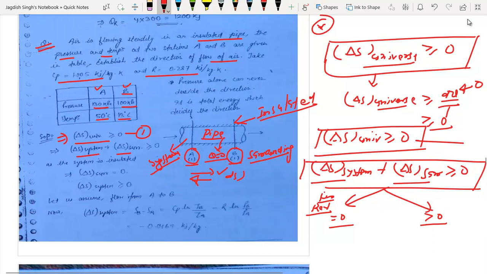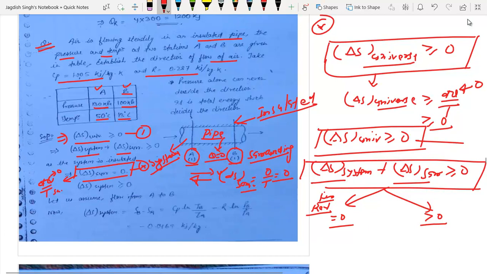Therefore, dS surrounding is 0 by T, because there is no heat addition. So this is equal to 0. So del S surrounding will be equal to 0, because in this condition it is equal to dQ by T for the surroundings, and since the pipe is insulated, this quantity will be 0. So del S surrounding will be 0, right?